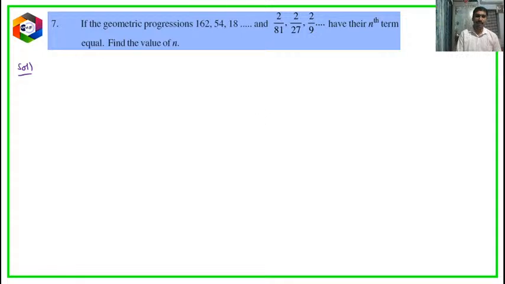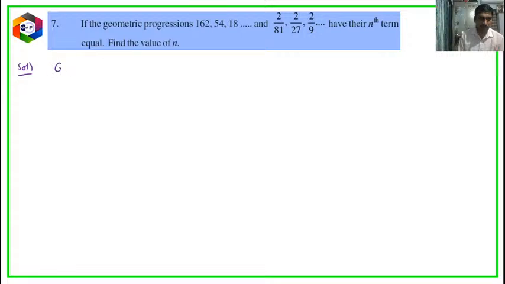So we will consider the first progression and calculate the nth term. We don't know the n value. And we will consider the second progression and calculate the nth term. So in both the cases, both the nth terms are equal. If they are equal, automatically we can find the n value. Then you will get that. Okay children, so let us consider the first progression.